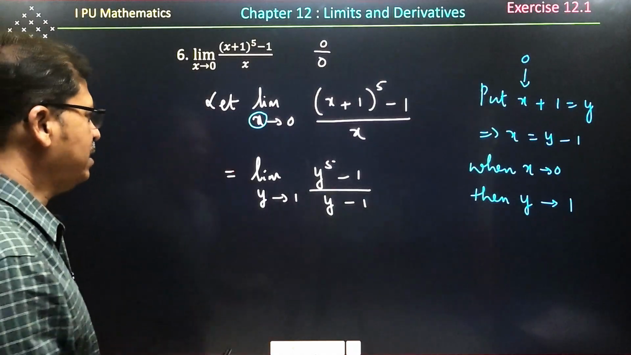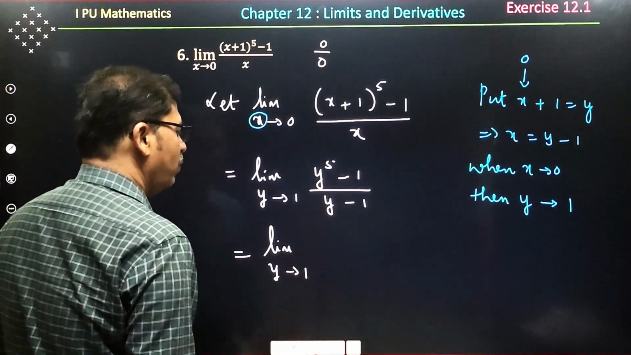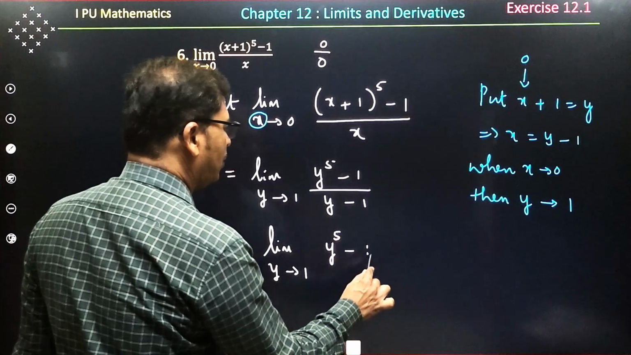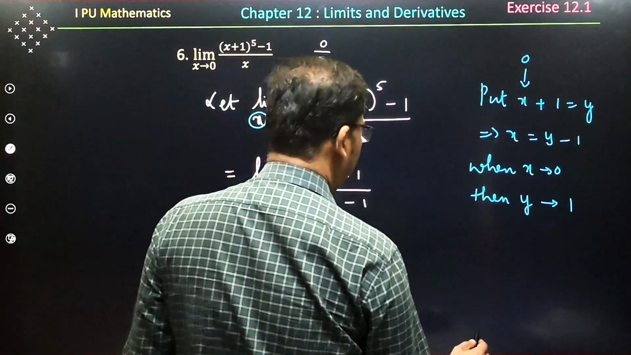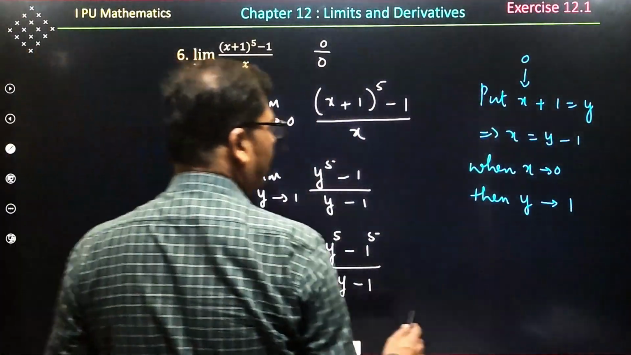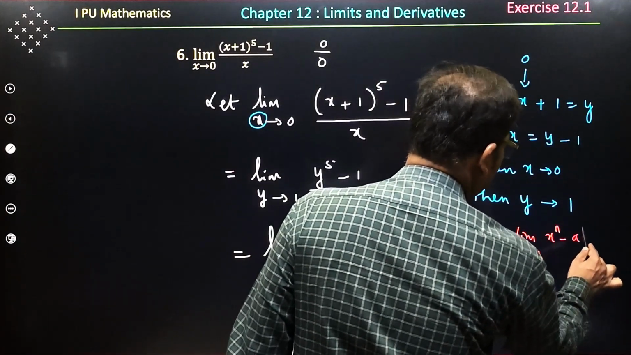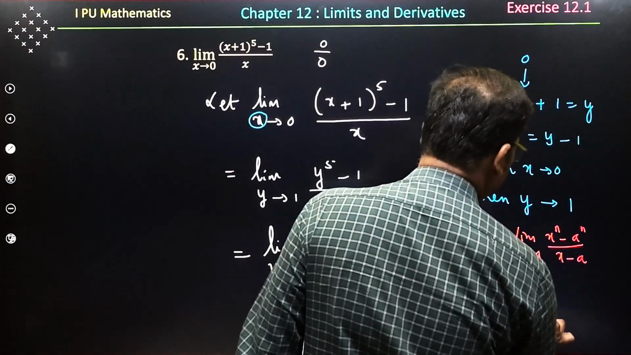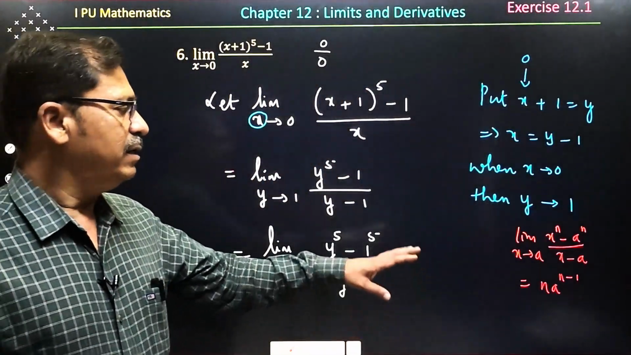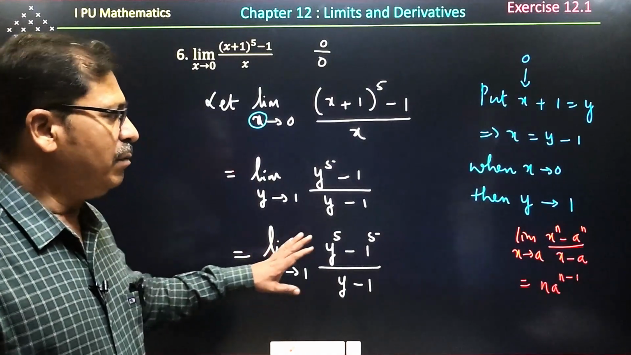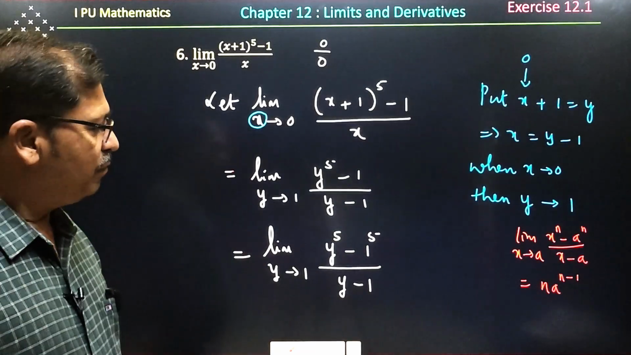See, you write this one as limit y tends to 1, y to the power 5 minus 1 to the power 5. Can you visualize this in this form? Limit x tends to a, x raised to n minus a raised to n divided by x minus a is equal to n into a to the power n minus 1. This is a standard limit. Exactly this situation is in that pattern, in the standard limit pattern. You visualize that and then tell me its answer.